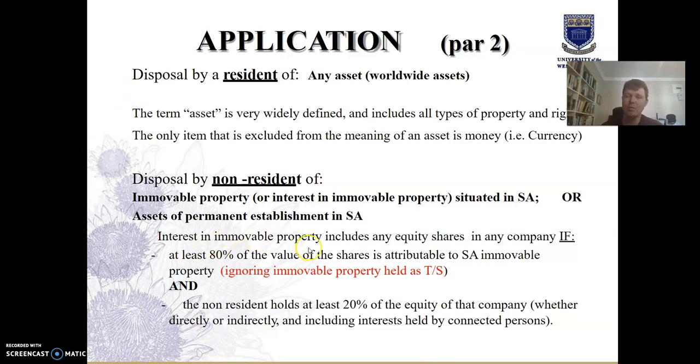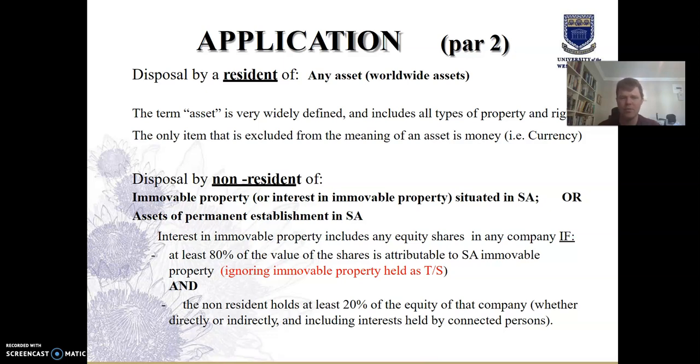The interest in the immovable property includes any equity shares in any company if, now here's the important part, at least 80% of the value of those shares are attributable to South African immovable property. So of the shares that you own, at least 80% of their value must be attributable to South African immovable property. Note that you also ignore anything held as trading stock. So if it's a company that buys and sells land as trading stock, it doesn't count.